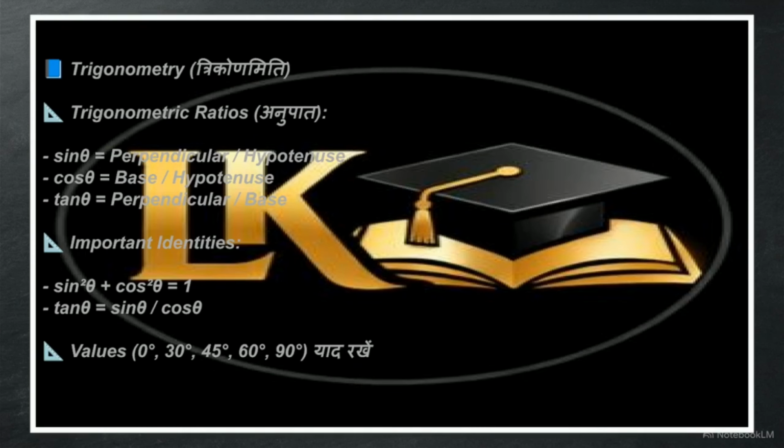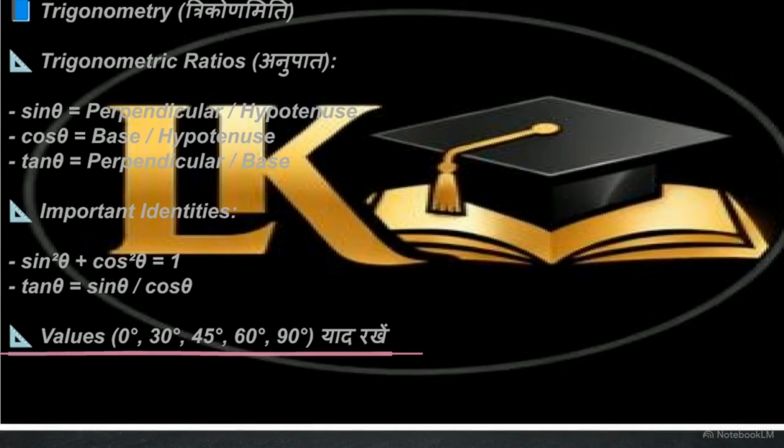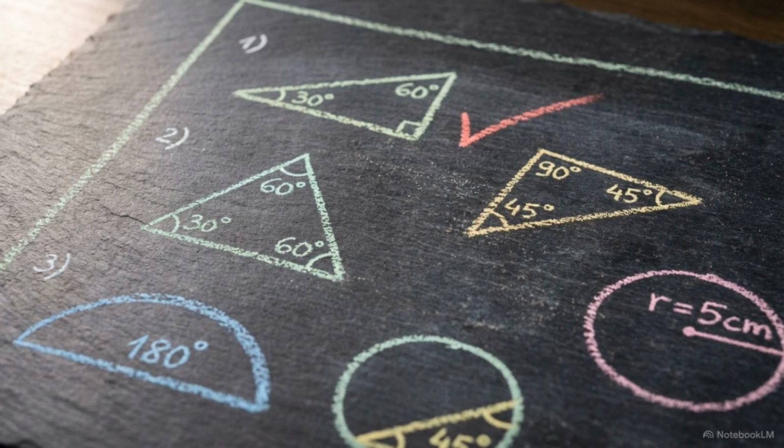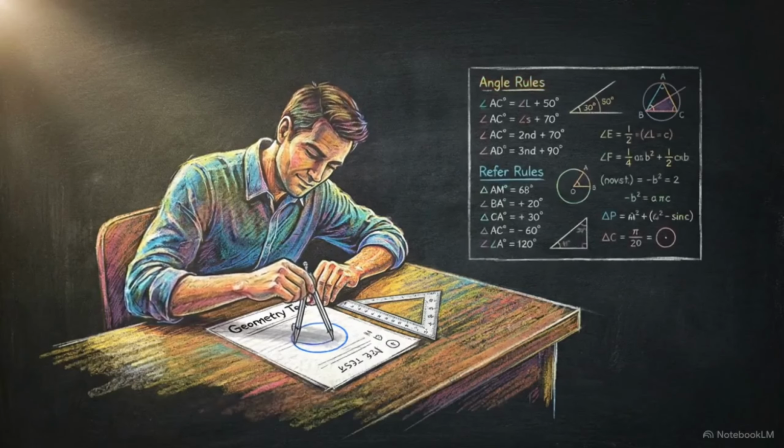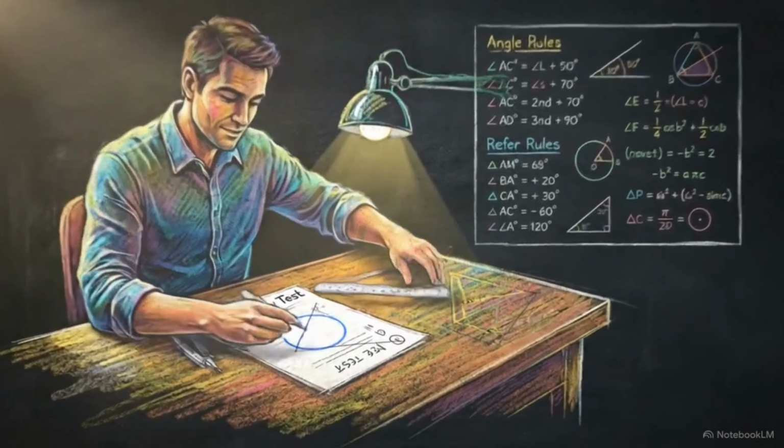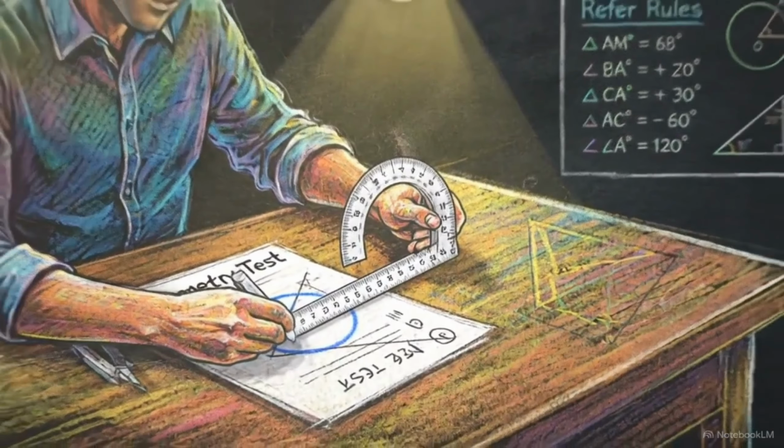Trigonometry acts as an extension of these shapes. The instruction at the bottom of this slide is a direct command. You must remember the exact trigonometric values for 0, 30, 45, 60, and 90 degrees. Pillar 3 is the most predictable section of the test. While algebra requires abstract logic, these geometric questions are often direct applications of the formulas you've already memorized.